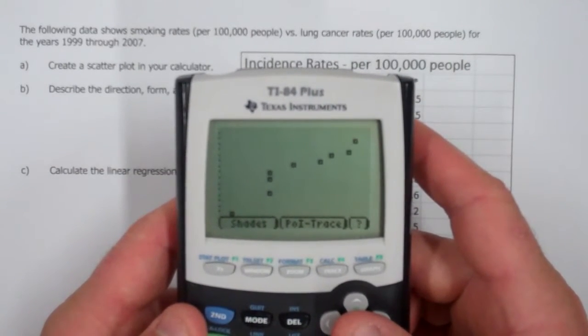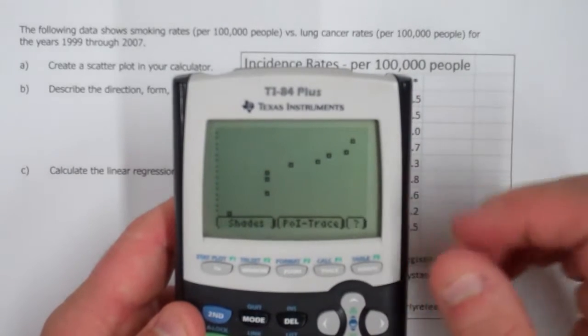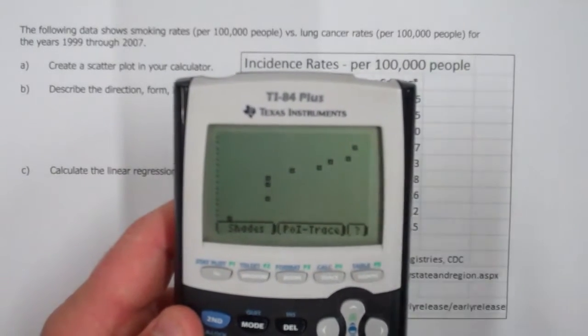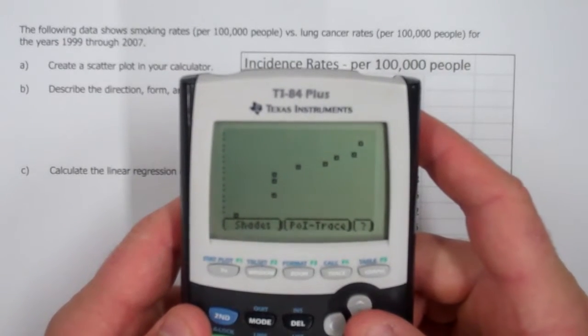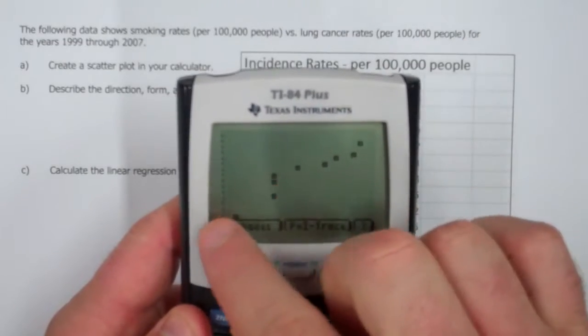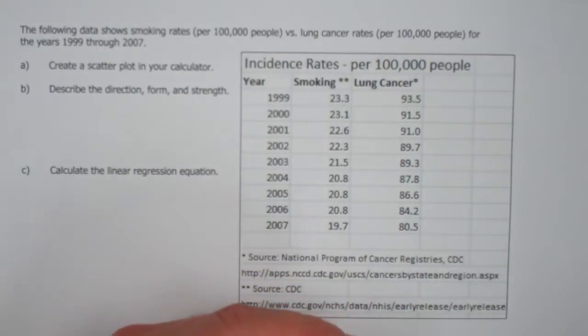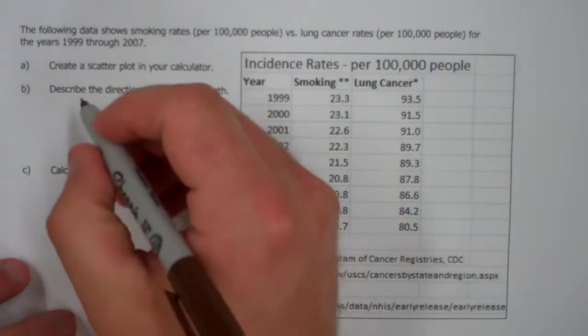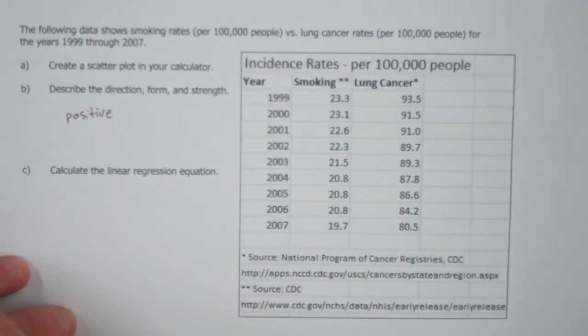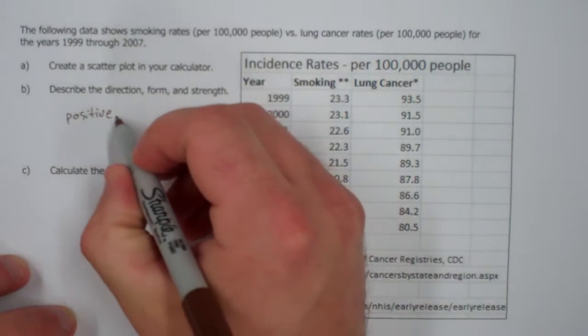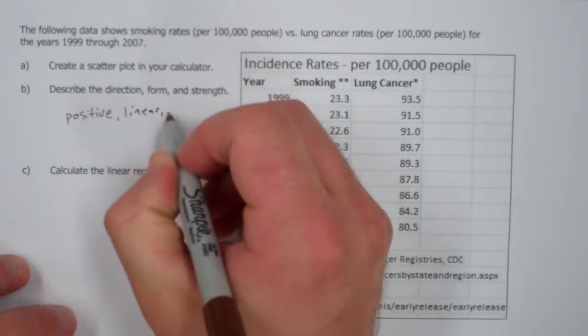Zoom 9 is the calculator statistics viewing window, and it offers the best viewing window that it can come up with for your data. If we look at the data, it appears to be linear in nature. It's not perfect, but if we were to draw a best fit line somewhere in here, it would be pretty darn close. So I'm going to describe the direction as positive. As x increases, the value of y would increase. And likewise, as x decreases, so would the rate of lung cancer. The form is linear, and I'm going to say strong.